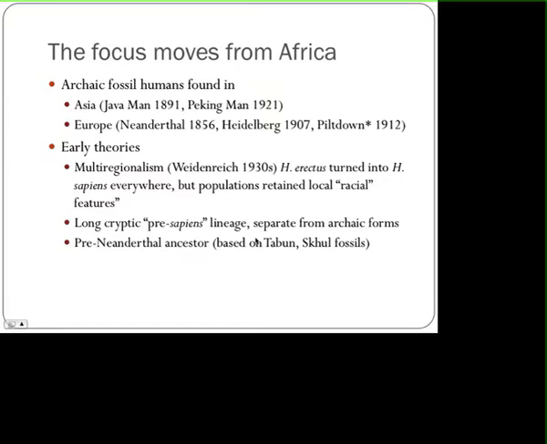Again, it's a form of chauvinism, that we can't possibly be related to those people with those horrible brow ridges and whatever. Another idea was that there was a pre-Neanderthal ancestor, based on some fossils found in what is now Israel, then called Palestine, that diverged into modern humans and into Neanderthals.